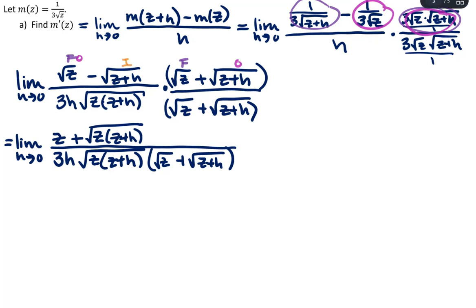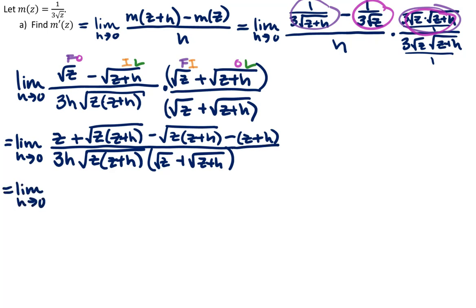Your inside is negative root z plus h times root z, so identical to the last one, but a minus out in front. And then your last is negative root z plus h times root z plus h. So the roots cancel, the negative does not, which means parentheses are really important here. So the limit as h approaches 0. Okay, and what happens? The roots drop out of the middle.